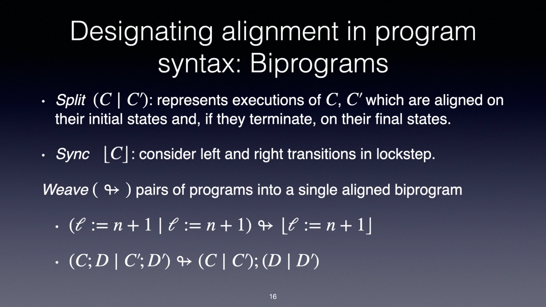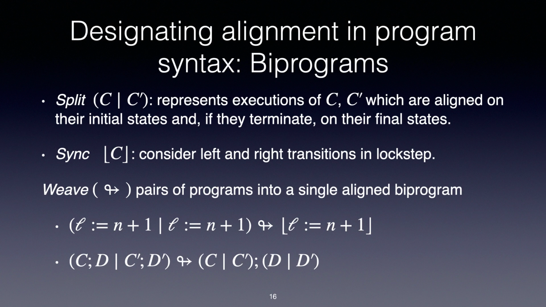Okay. And on the other hand, we can have what is called a sync biprogram that says, well, consider left and right transitions in lockstep. And the point is that when we have pairs of programs, then we can try to weave them into a single aligned biprogram so that we can assert relational formulas.